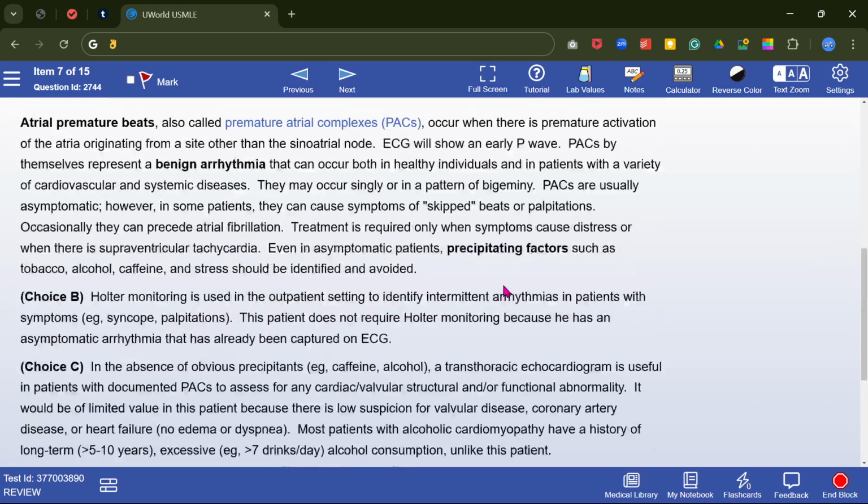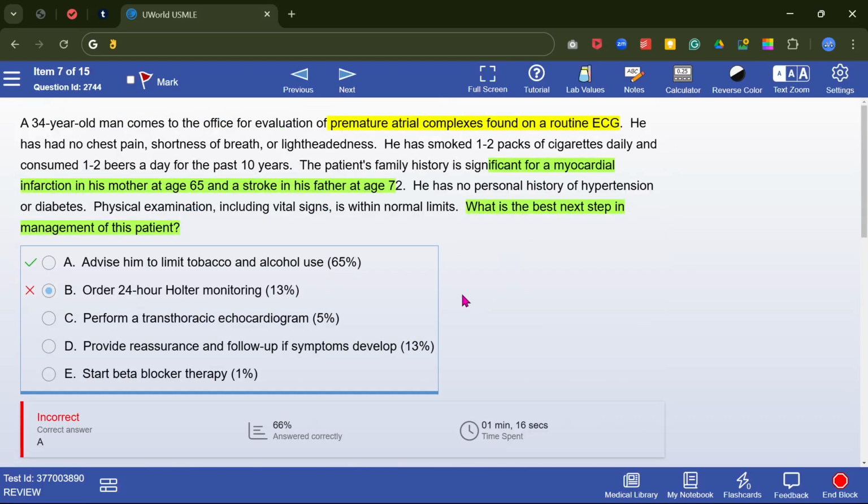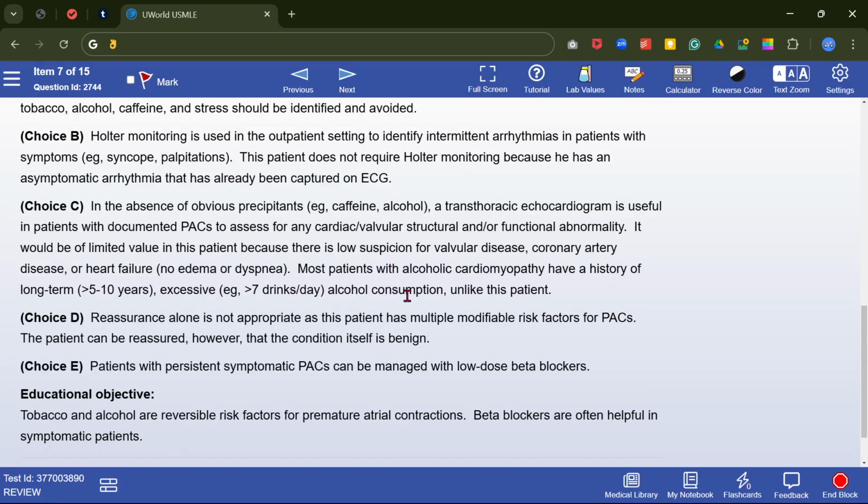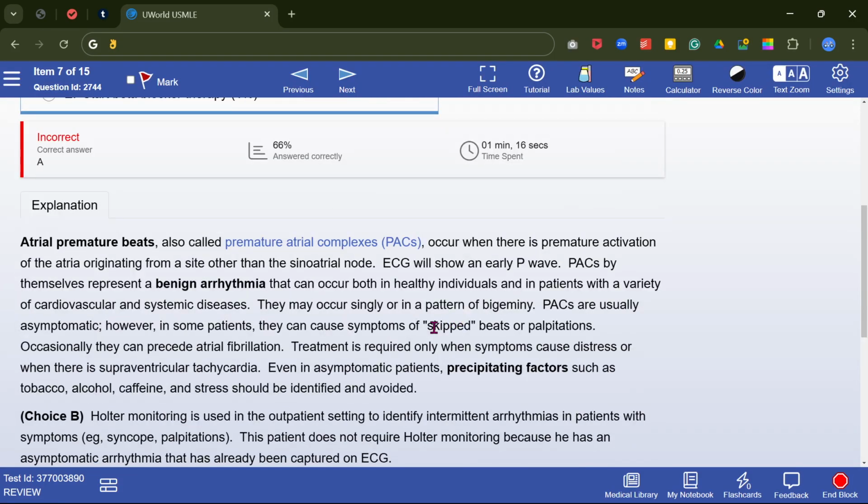Okay, so in PAC, I advise him to limit tobacco or alcohol use. Also, we need to look for the precipitating risk.